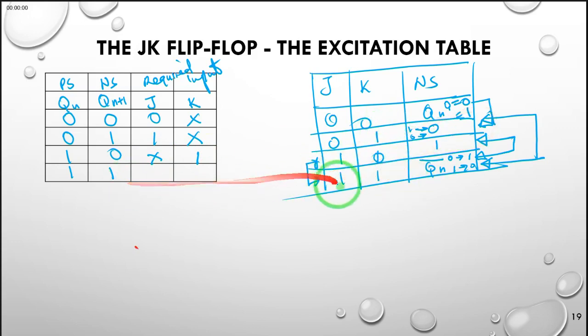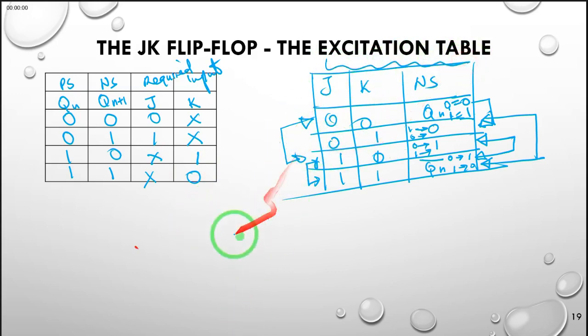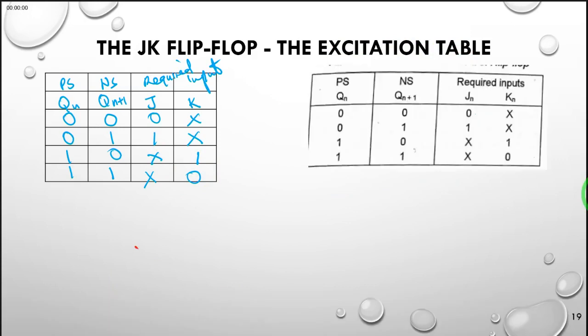And finally, we want to move from 1 to 1. And what can give us 1 to 1? This cannot give us 1 to 1, but this might have been 0 became 1, or it might have been 1 remained at 1. So we are going to consider these two possibilities. And for that reason, we are going to say that J is a don't care and K is a 0. So that becomes the excitation table of our JK flip-flop. And as you can see, this is what we have right here. That is the excitation table of the JK flip-flop.